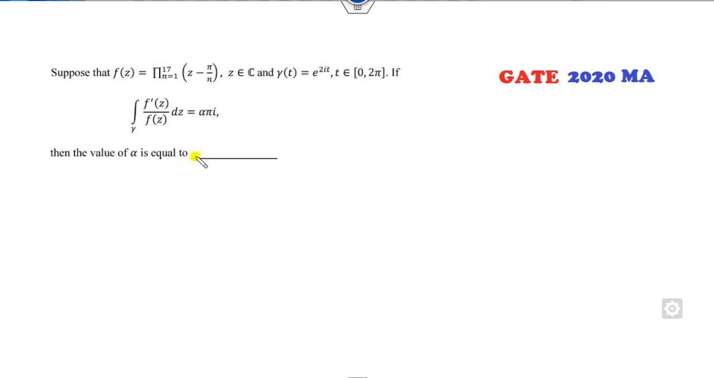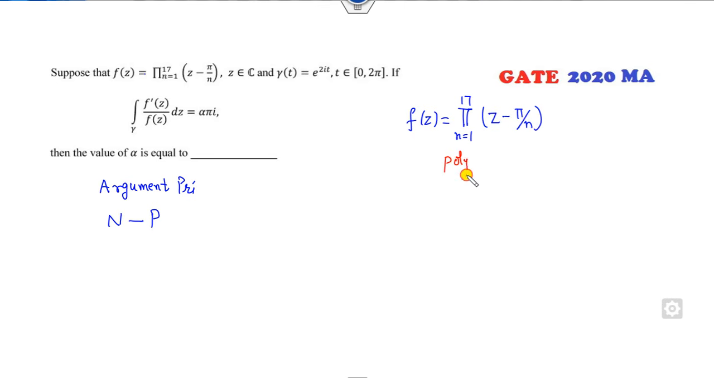Okay, look at this another one. Again, we can apply this argument principle. Fine. So this is N minus P. The function is my f, so f of z is the product of n from 1 to 17 of (z minus pi over n). That means it's a polynomial of degree 17. So clearly P will be 0, because a polynomial has no pole in this.